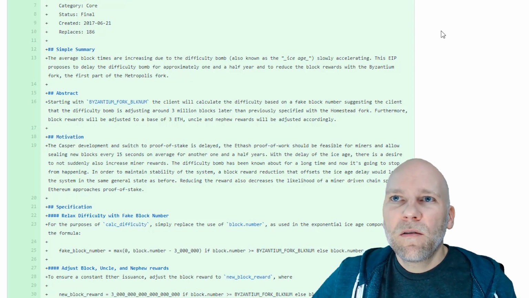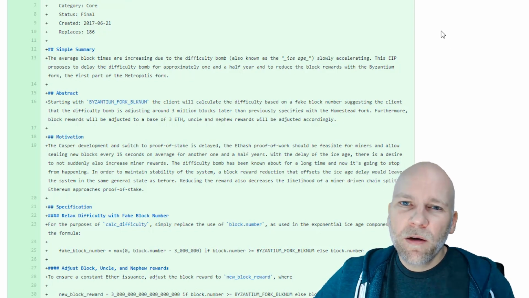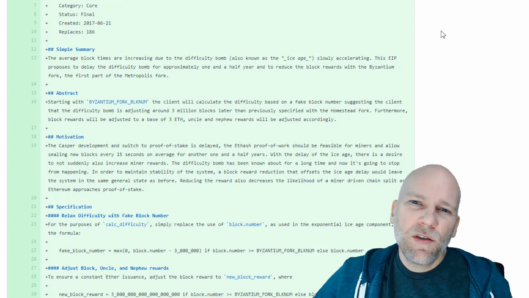But it looks like it's still going to be mineable. It looks like Ethereum's going to be mineable for at least 1.5 to 2 years still.